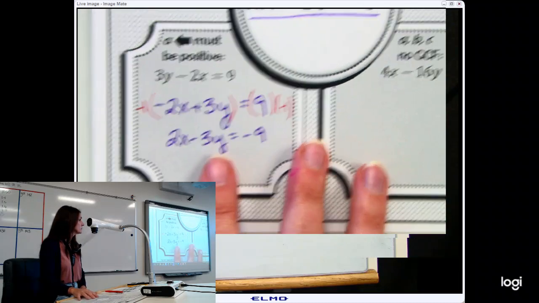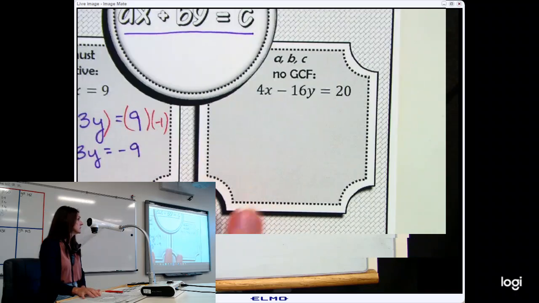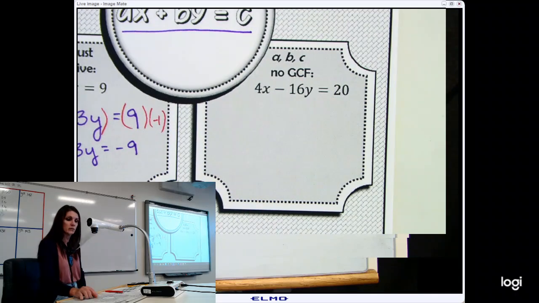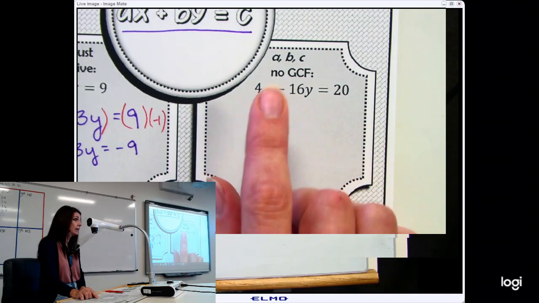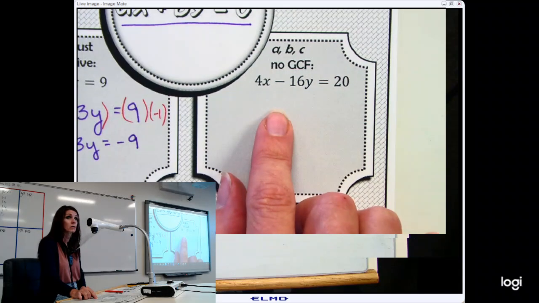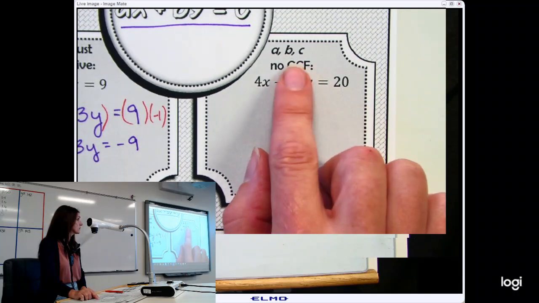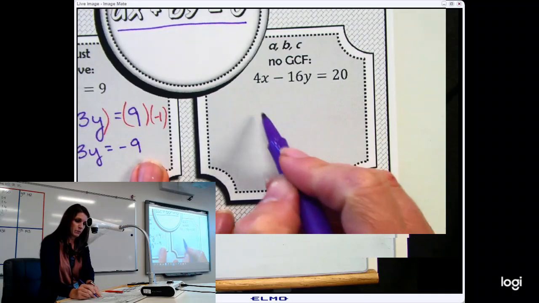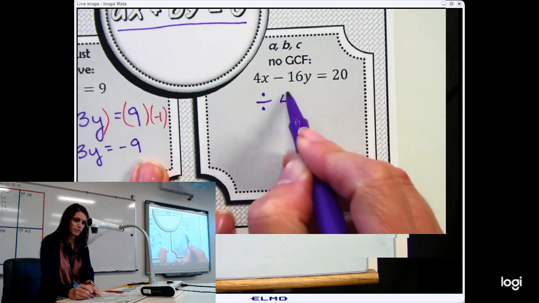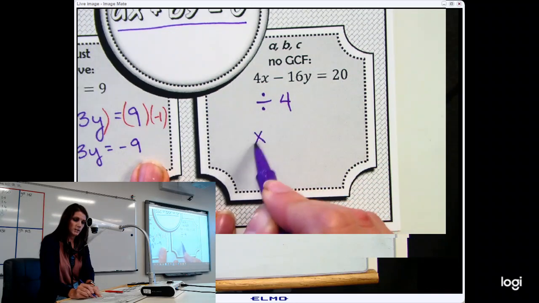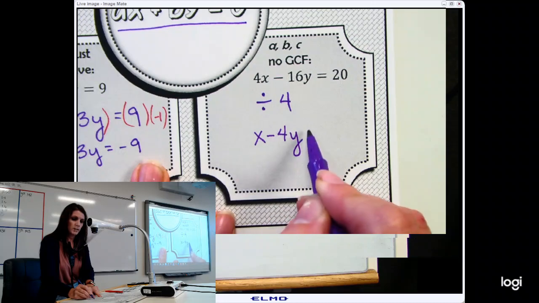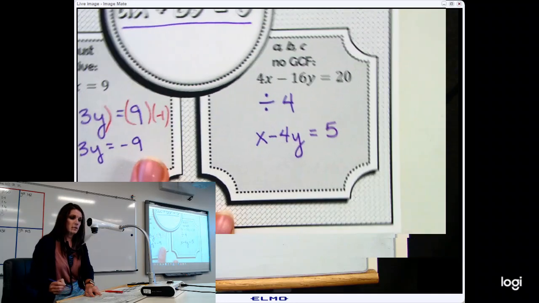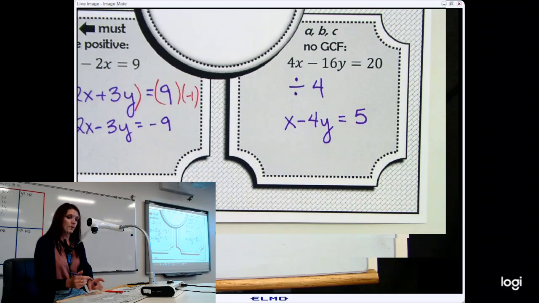And this last one is an easy one to miss because I look at it, there are no fractions. A is positive and it's in the right order. This rule is though there cannot be a greatest common factor. What are those all divisible by? All right, so I need to divide all of them by 4. Divide by 4. So that would be x minus 4y equals 5.